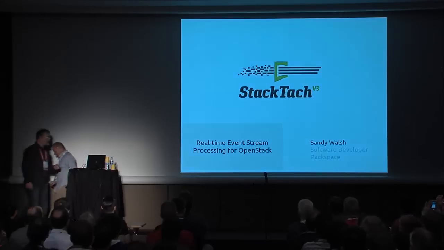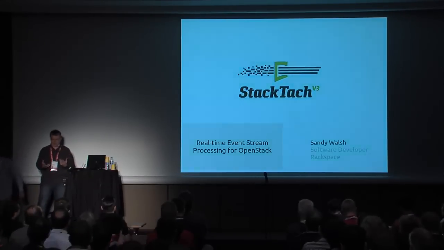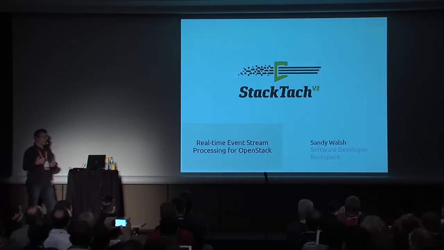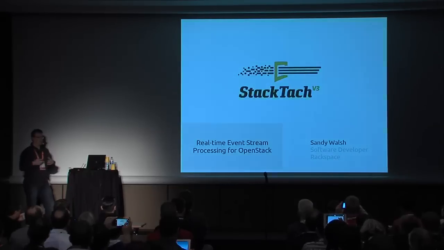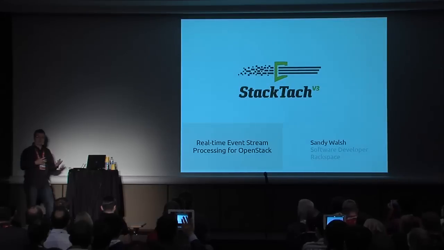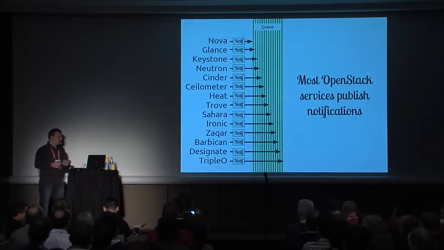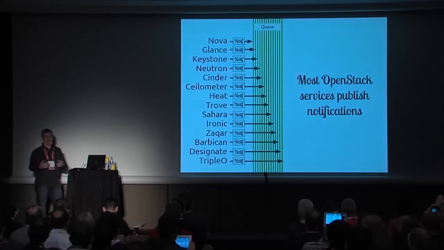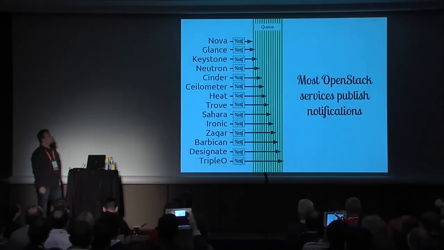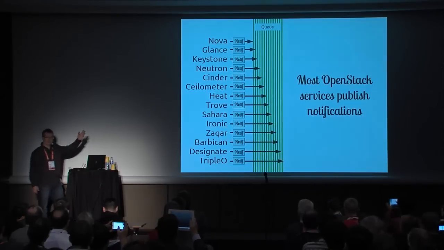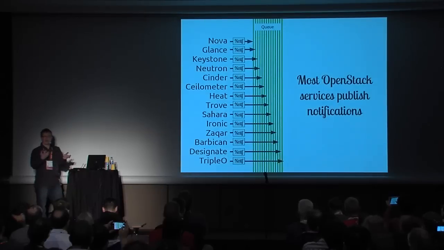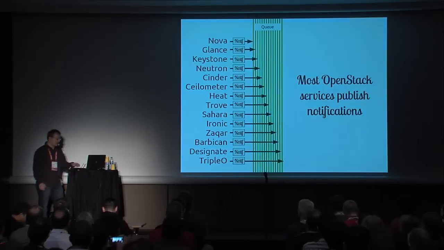Thanks. So I'm going to talk a little bit about StackTach version 3. As Roland alluded, this is our event pipeline engine. For those of you that are familiar with earlier versions of StackTach, we started that off as a debugging tool, really, for OpenStack. Most of the services within OpenStack can publish notifications onto one of the queues, and you'll see that in this diagram here. Almost all the services can publish these things out, and then it's the responsibility of some downstream systems to consume this data.